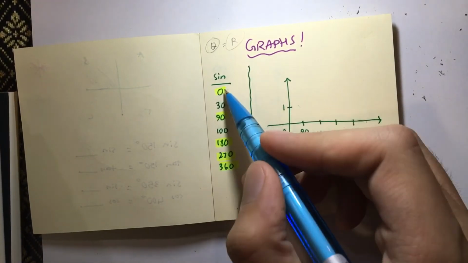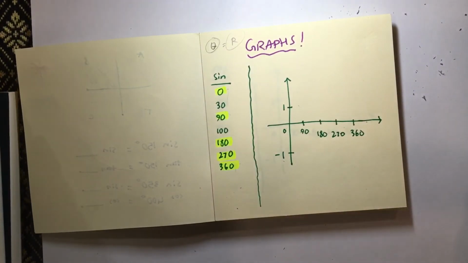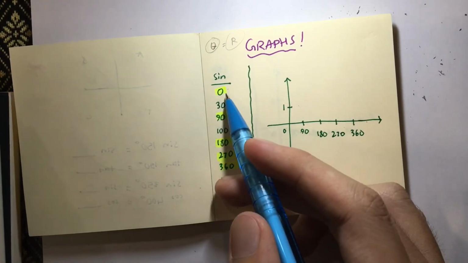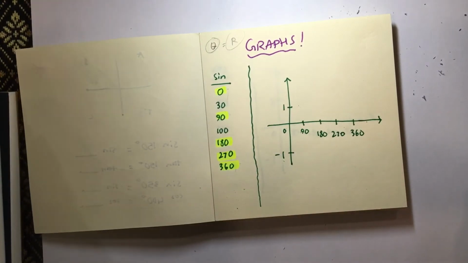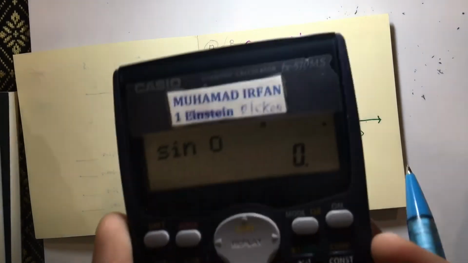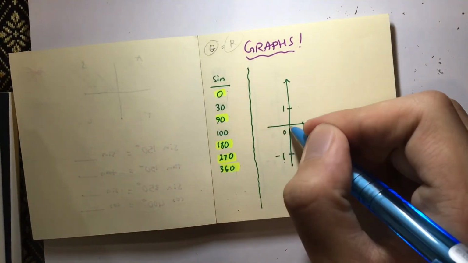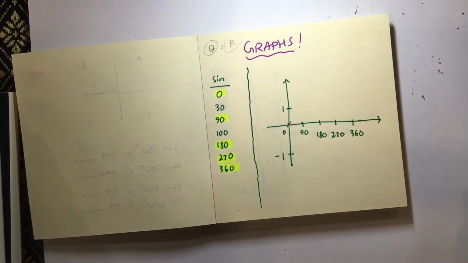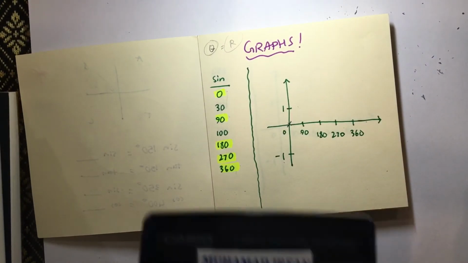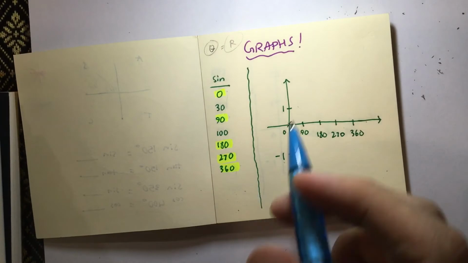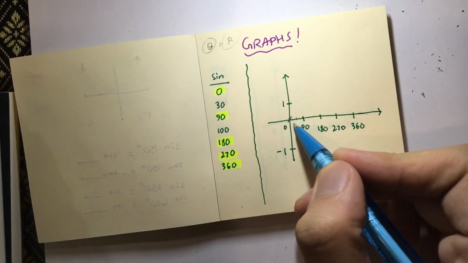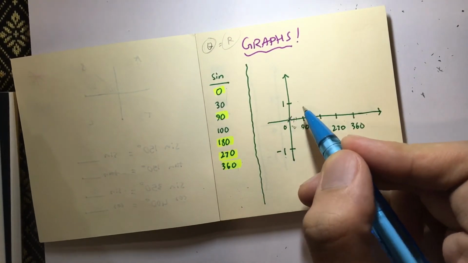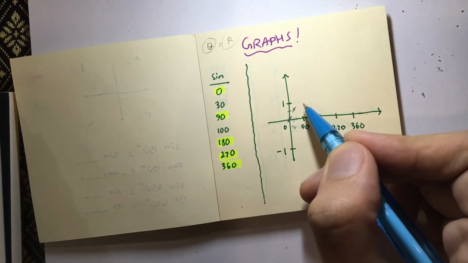Let's test it out. So sine 0. If your angle is 0, your sine would be 0. So let's plot it here lah. Next, let's just try out sine 30. You all saw just now it was 0.5. So if you plot it on the graph, 30 would be somewhere here, and 0.5 would be in between, so it's here.